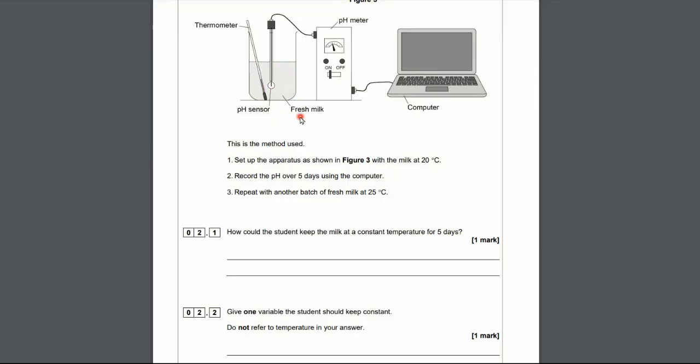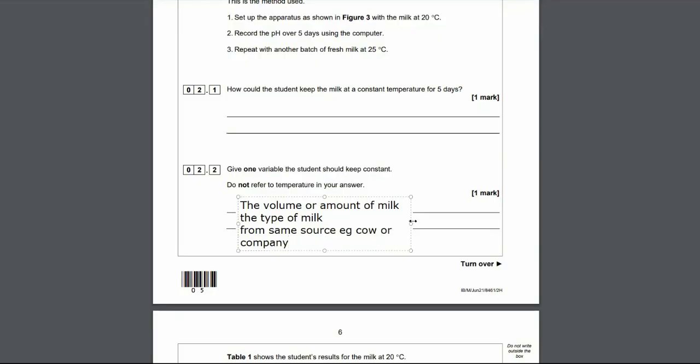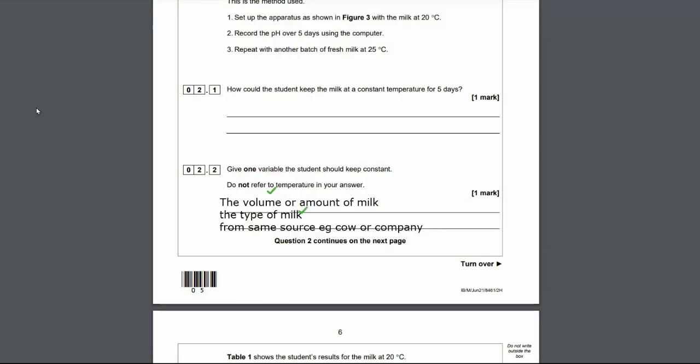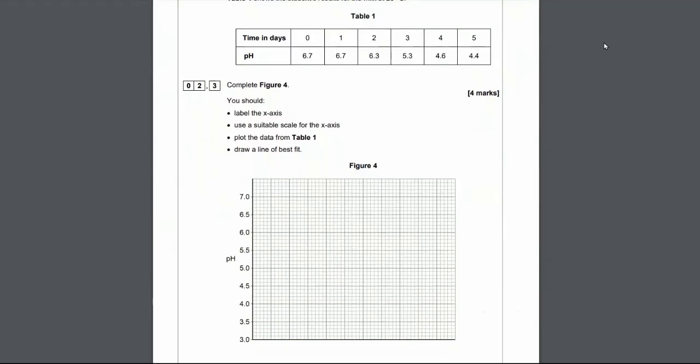So we can see, what about the amount of milk? Well, you can write amount of milk, you can write volume of milk, or you can write type of milk. You might think, what do you mean by type of milk? Well, milk from different companies or different cows, or goat milk, cow milk. You could have all different types of milk. So keep the milk the same, as it will have the same amount of proteins and chemicals inside it. Of course, you've got semi-skimmed, full fat milk. You've got all different types. So you want to keep the type of milk the same, or the volume, or the amount. Lovely jubbly. Let's move on.